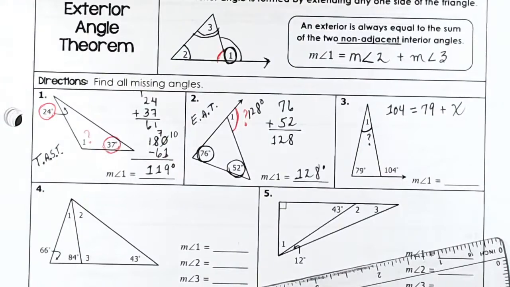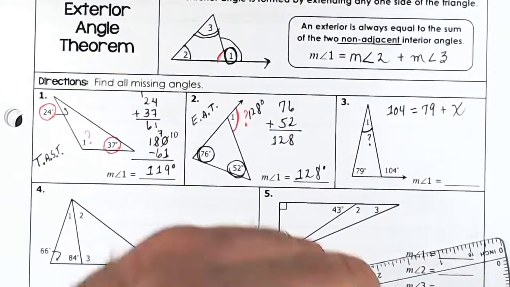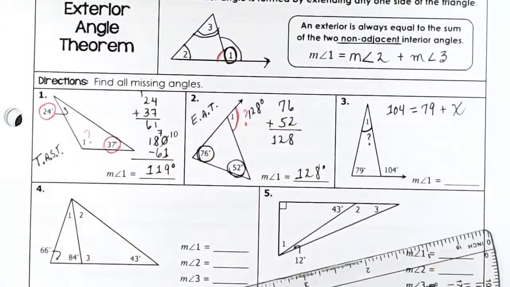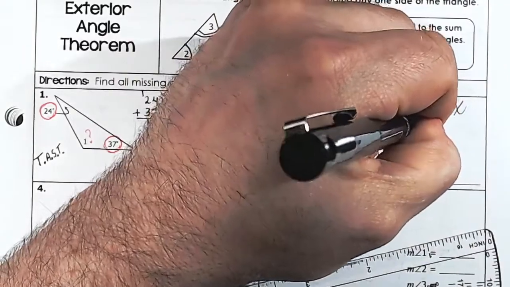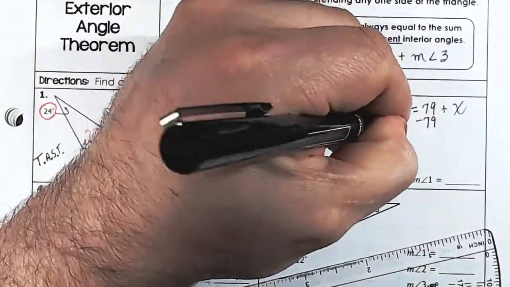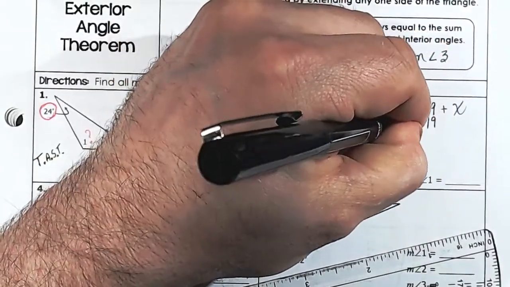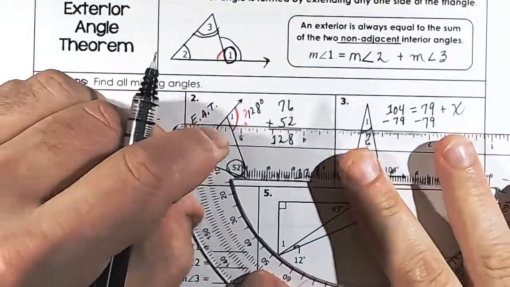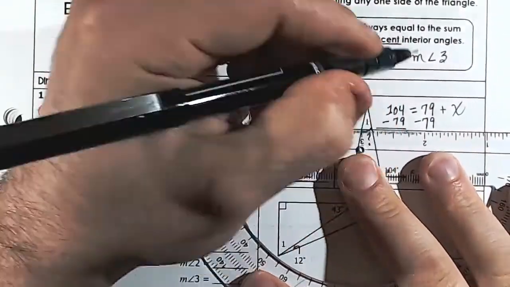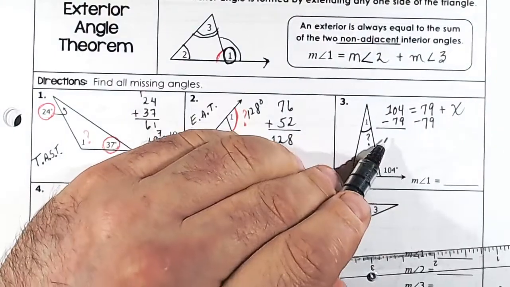I'm going to go ahead and call that x. Uh-oh, it's turned into an algebra problem. Yep, it has. So if I want to get x by itself now, I just have to subtract 79 from both sides. Another subtraction problem. It's one of those things you haven't done since like 3rd grade.